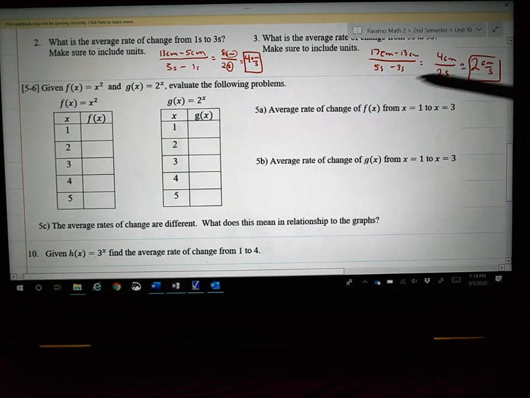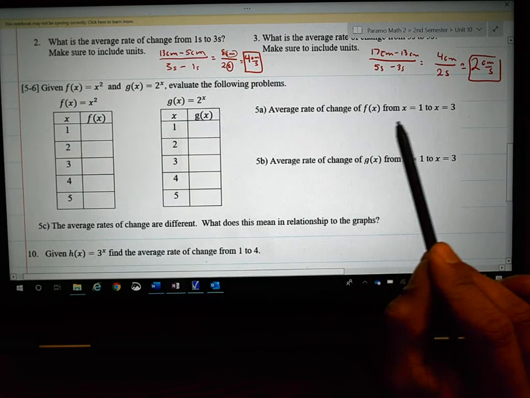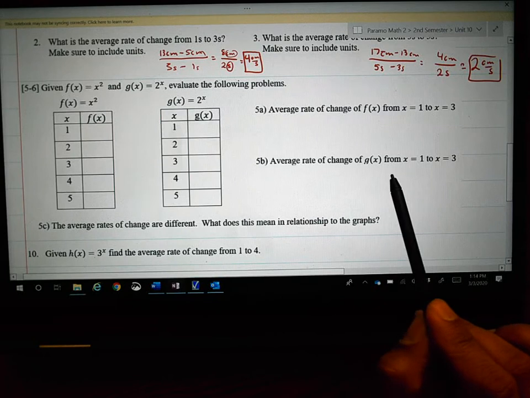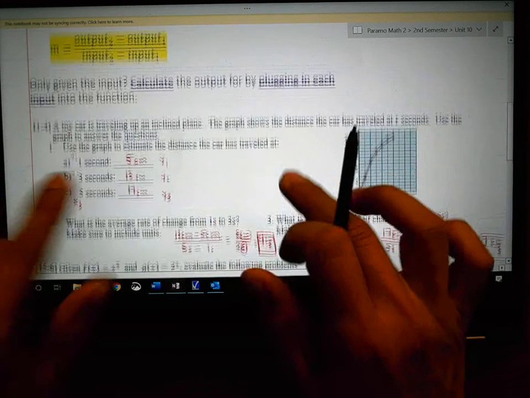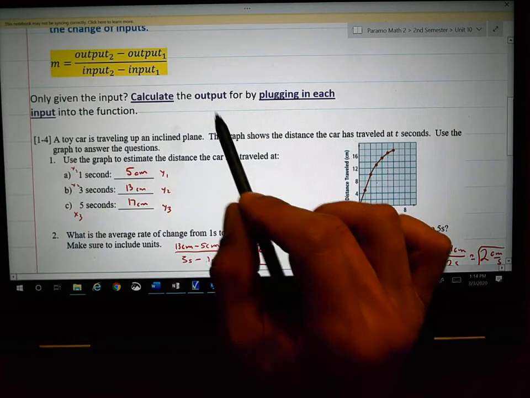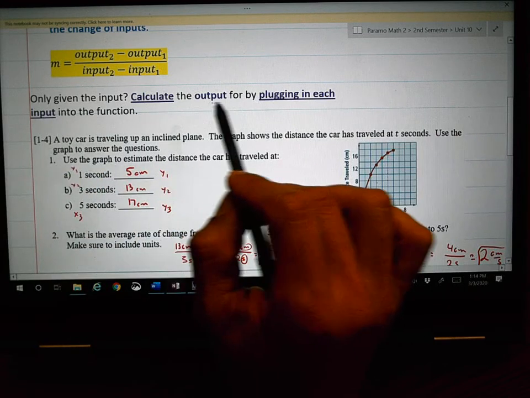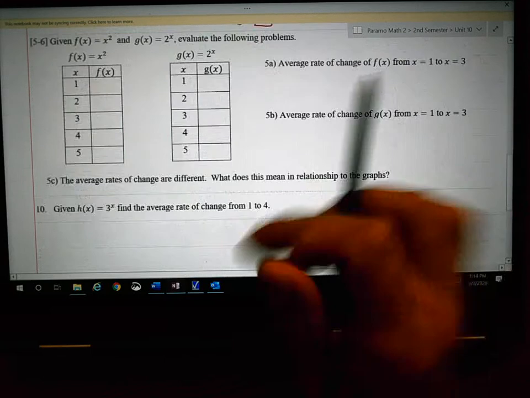And what this says is, what's your average rate of change of f of x from 1 to 3, and what's your average rate of change of g of x from 1 to 3? Well, you don't have your chart, so you have to fill it in. That's why I adjusted this sentence right here. This sentence says, you're only given the input, calculate the output by plugging each input into the function.